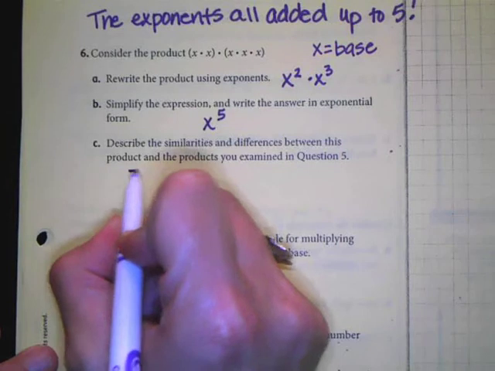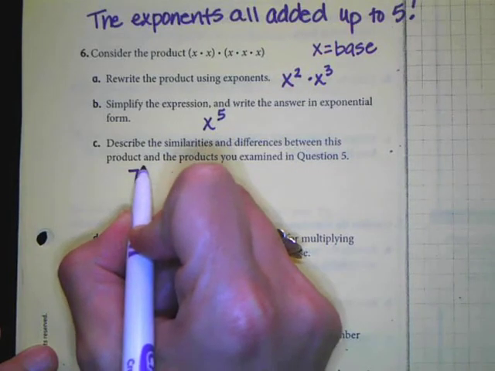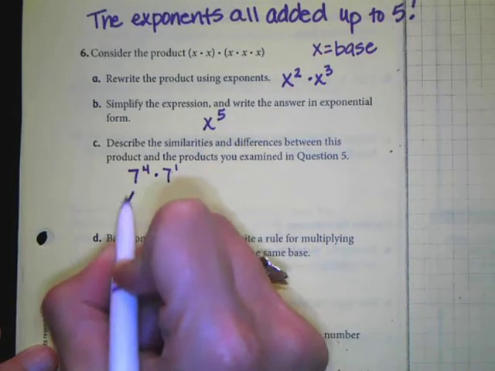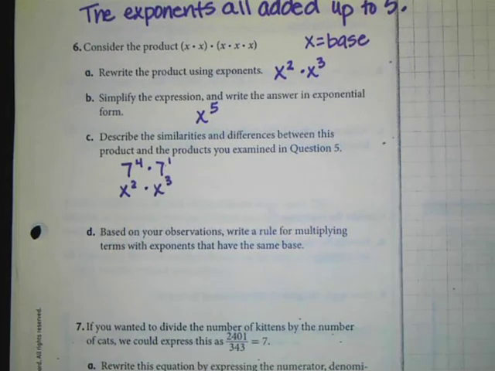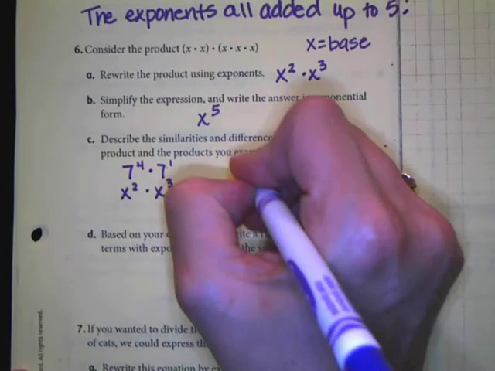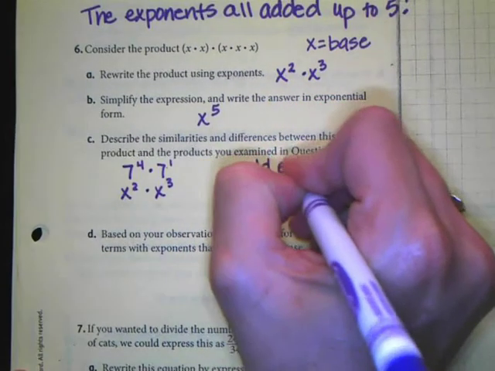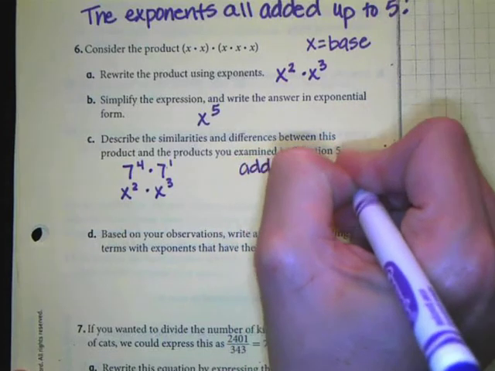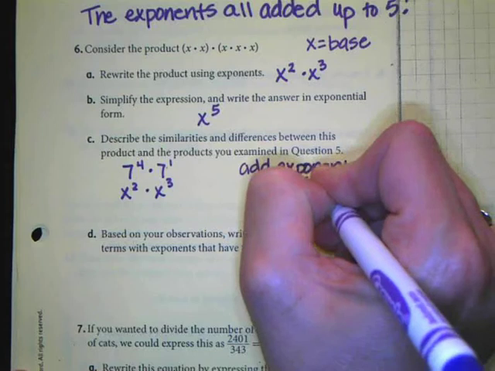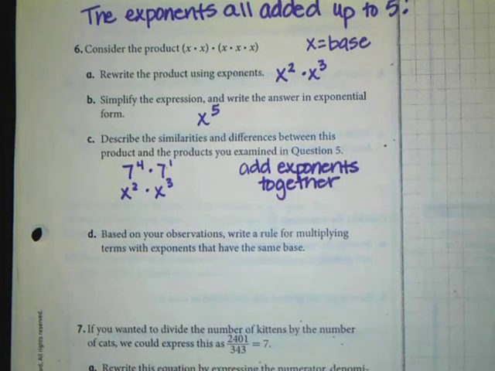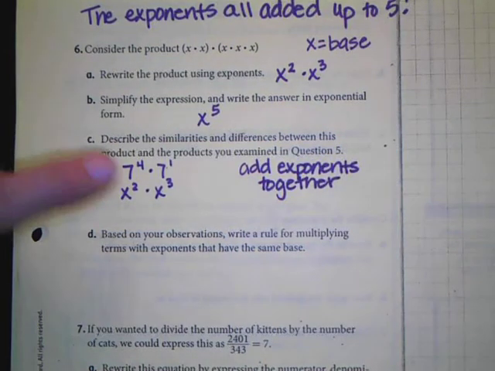Now, if we look, I'm going to take one of these and then take this one. Those are the same. Are there any similarities? The exponents. What do I do with the exponents? They add together up to 5. Do you think all problems are going to add up to 5? No. But what we've learned so far is that I can add the exponents together in either problem.